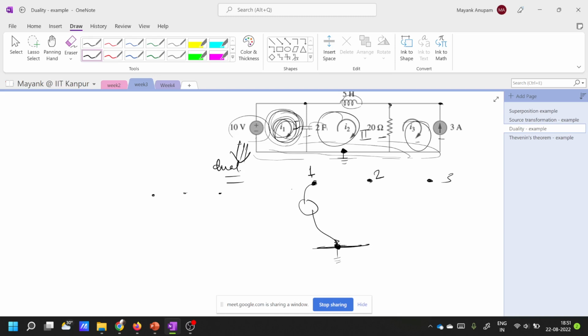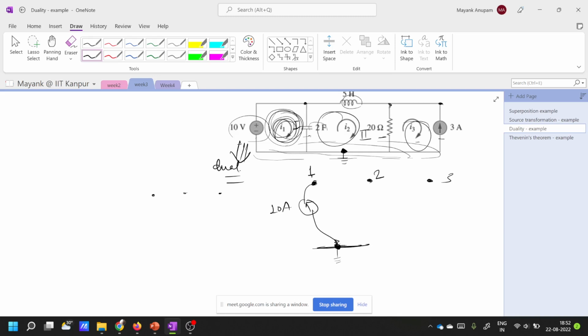Right. So in this case, you have to replace it by a 10 ampere current source. What will be the direction of that 10 ampere current source? Tell me. Above node. Correct. Right. Fine.